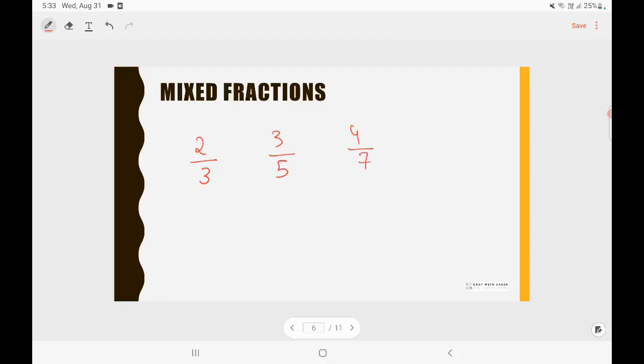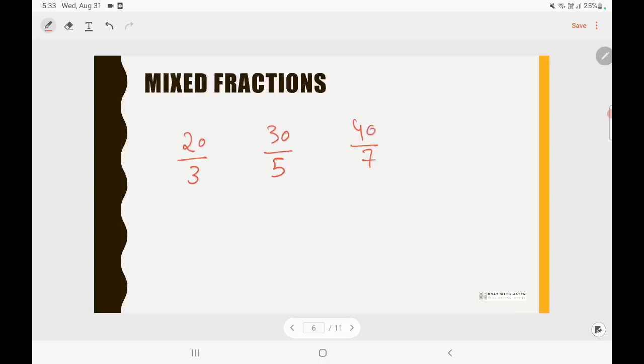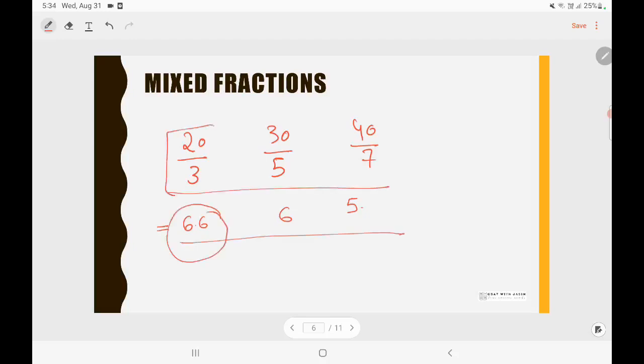What you need to do is just put a 0 here. So that means 20 by 3, 30 by 5, 40 by 7. So 20 by 3, you know it is around 6.6 something, right? So 30 by 5 is 6. 40 by 7 is around 5 point something. So here this one is the greatest. So in this set, this will be the greatest fraction.